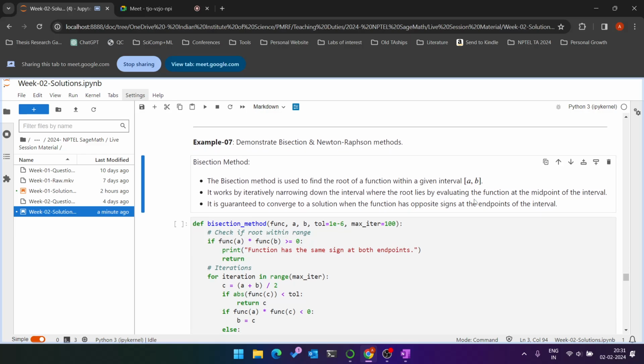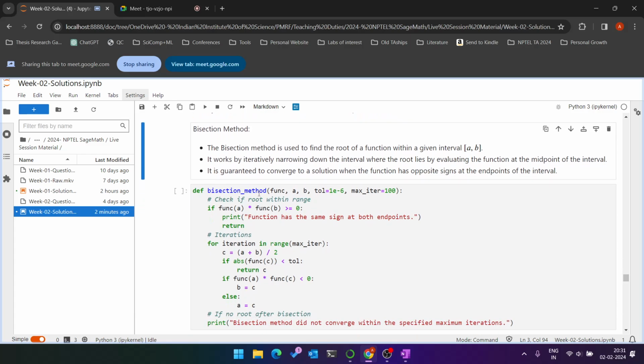But this is a robust method in the sense that if your root lies in the given interval and you have given a sufficient number of iterations, the bisection method will find your root. That much is guaranteed. So it will definitely get to a solution.